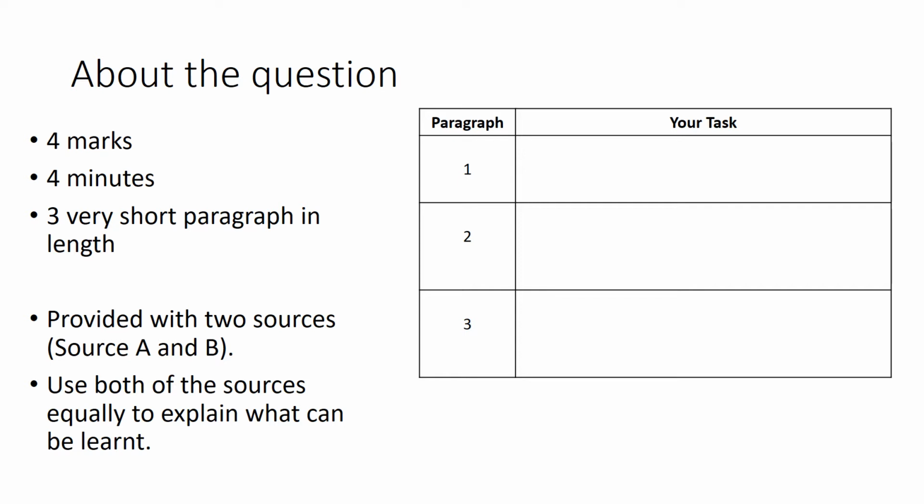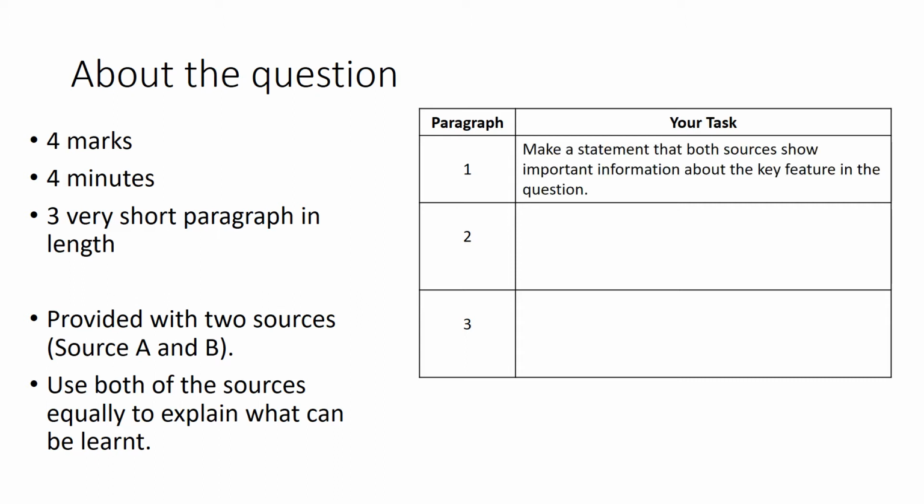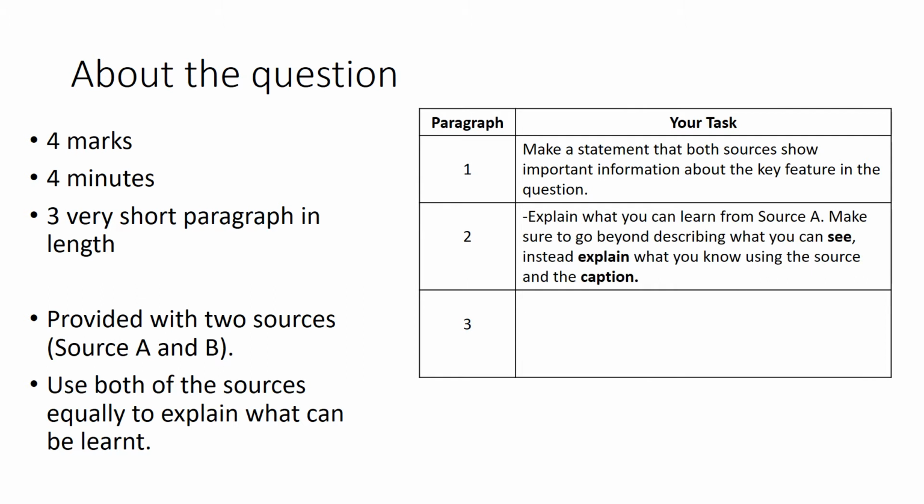We'll be given 2 sources, source A and B, and we need to use both sources equally to explain what we can learn about the key feature in the question. So in terms of our structure, it will look like this. In our first paragraph, we need to make a statement that both sources show important information about the key feature in our question. Paragraph 2, we must explain what we can learn from source A.